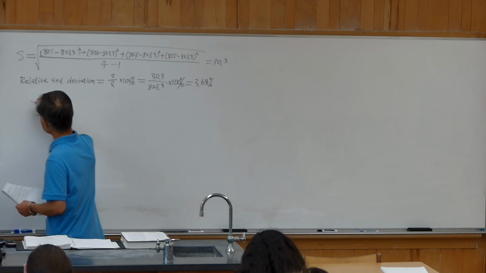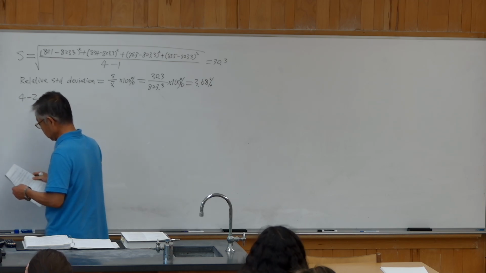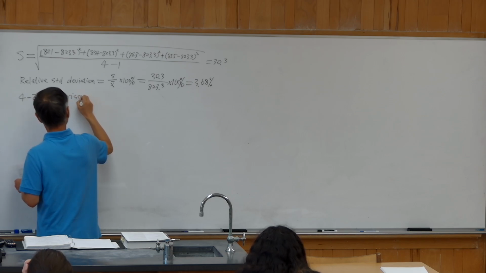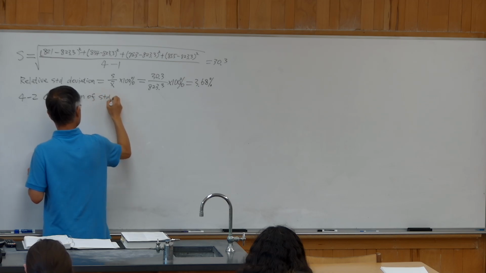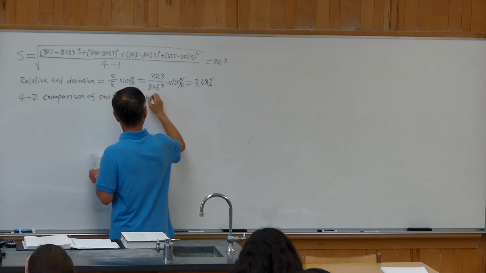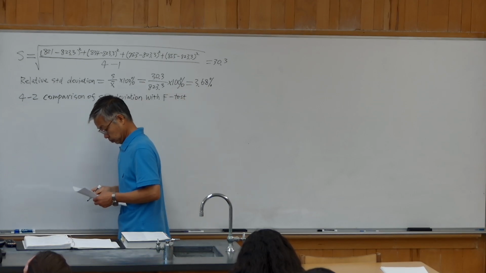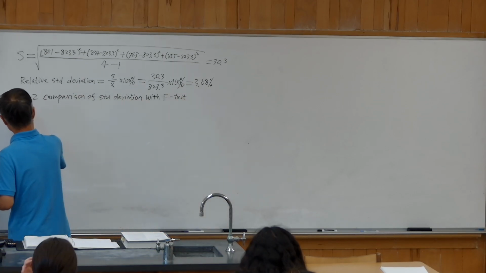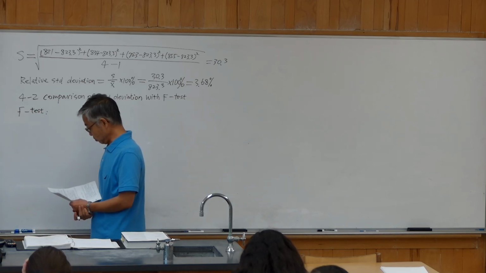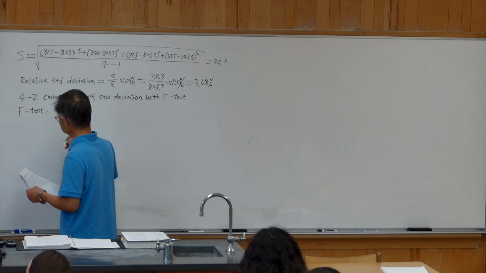This is section 1. Section 2 is about the comparison of standard deviation with the F-test. So the F test tells us if two standard deviations are significantly different from each other.